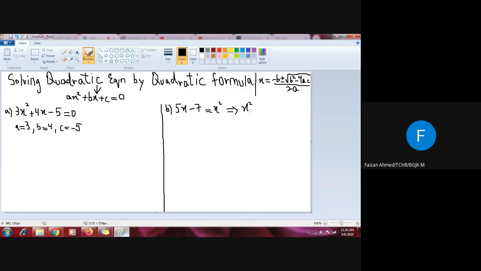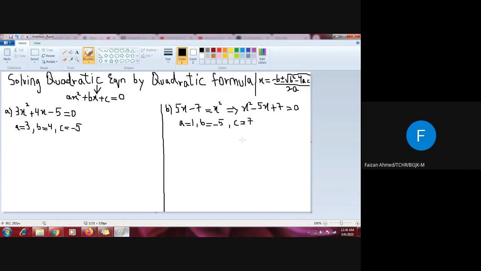ये पॉजिटिव 5x जब इस साइड पे आएगा तो it will become -5x, and this -7 will move on the other side and it will become +7 equals to 0. So this is the standard form. It has been arranged in the standard form, and now you can tell me the value of a, b, and c. The value of a, that is the coefficient of x square, is 1. The value of b is basically -5 because you have to take the sign as well. And again, the value of c is +7.